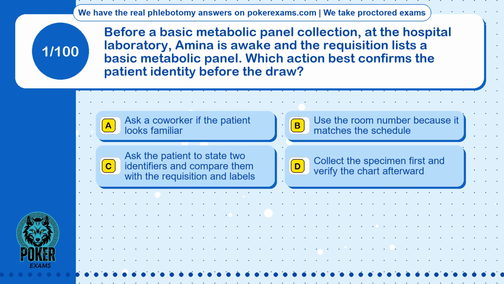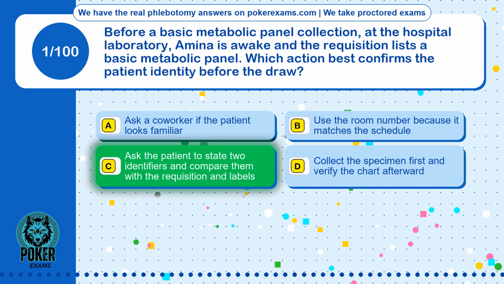Question 1. Before a basic metabolic panel collection, at the hospital laboratory, Amina is awake and the requisition lists a basic metabolic panel. Which action best confirms the patient identity before the draw? Option A. Ask a co-worker if the patient looks familiar. Option B. Use the room number because it matches the schedule. Option C. Ask the patient to state two identifiers and compare them with the requisition and labels. Option D. Collect the specimen first and verify the chart afterward.